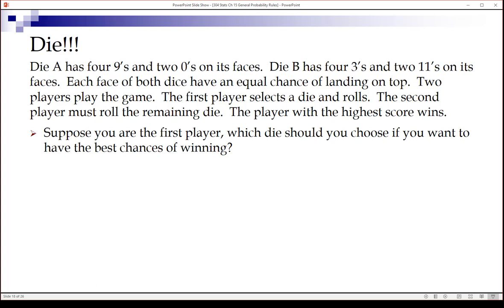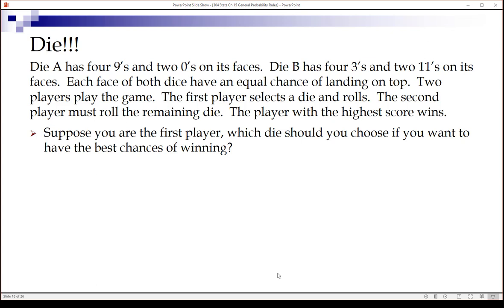Two players play this game. The first player selects a die and then rolls. The second player must roll the remaining die. So there are 2 dice. The first player gets to pick which die they're going to roll, they roll it, and they get a number. The second player rolls the remaining die. Whoever has the highest score wins. That being said, if you're the first player, which die should you choose and why? See if you can calculate this probability and then answer this question.